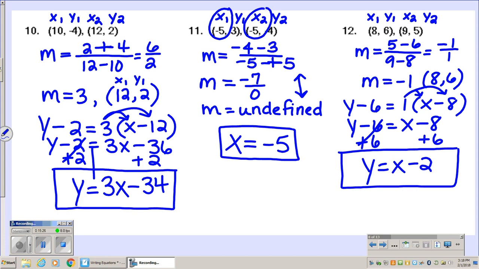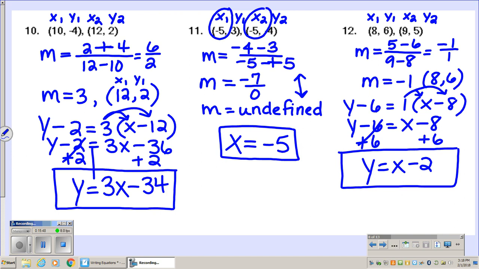Okay, so you should have had some time to work those out on your own. So if you look at your work, check your answers with mine. For number 10, you should have found the slope was 3, and I used the point 12, 2, and you would find the equation is y equals 3x minus 34.